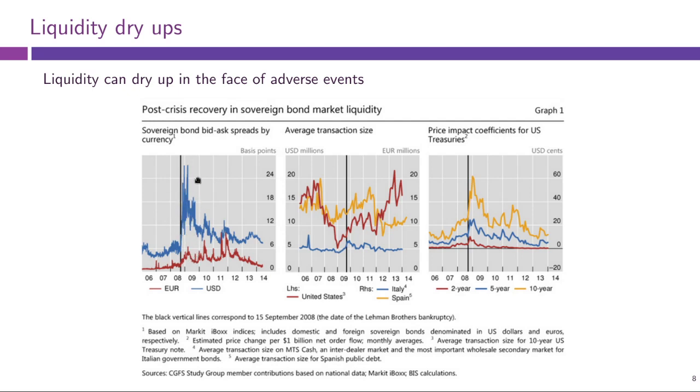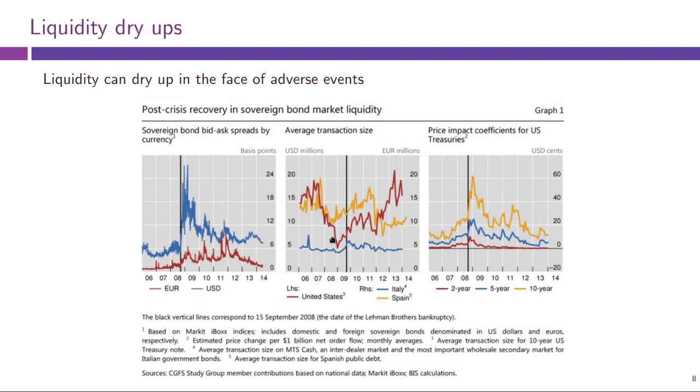And we are interested in the US graph. So sovereign bonds are bonds issued by the government to borrow from the populace and from the firms. And you can see that the spread for the sovereign bonds has increased drastically after the Lehman Brothers bankruptcy, which is marked by the vertical black line. So liquidity had a sudden negative shock, and quite significant at that.